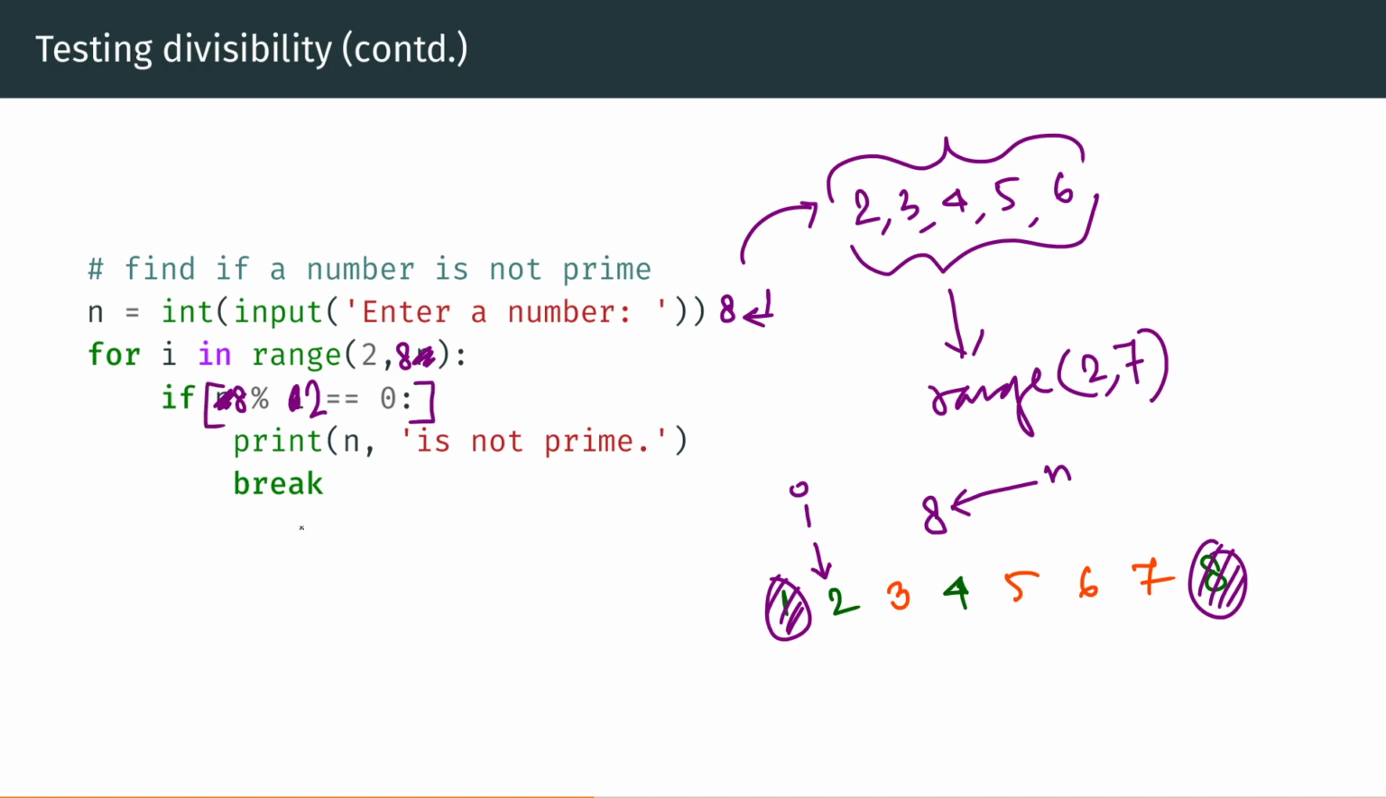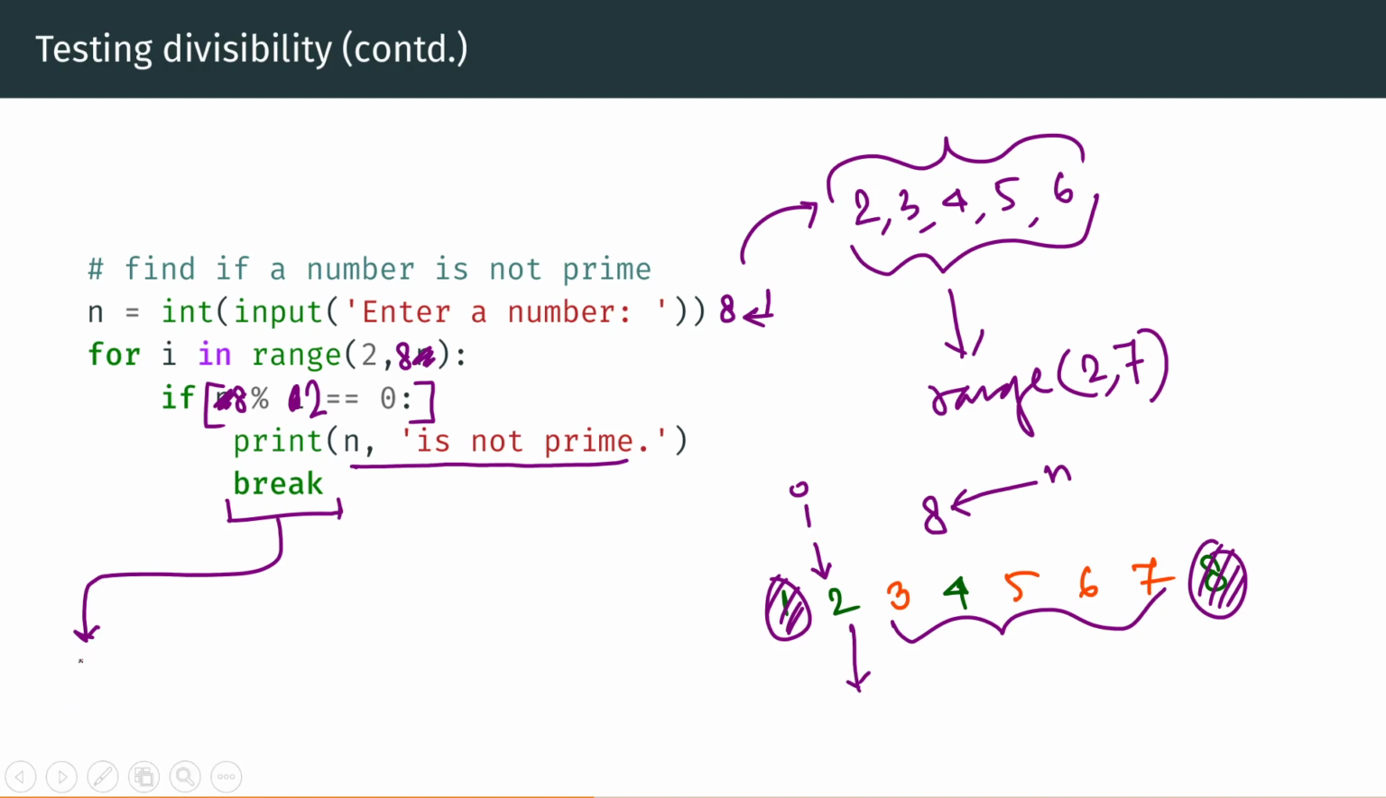If this statement is true, I can say n is not prime, which is to say 8 is not prime, and then I break out of the loop. Because if it is divisible by any one number, at that point it ceases to be a prime number. I do not need to go ahead and check every other number in the list. You can, but it doesn't make any sense. You just break out of that loop, and you come here and then you continue.